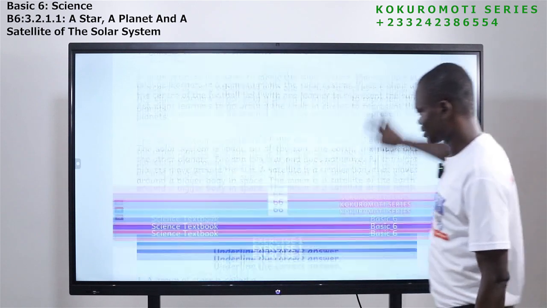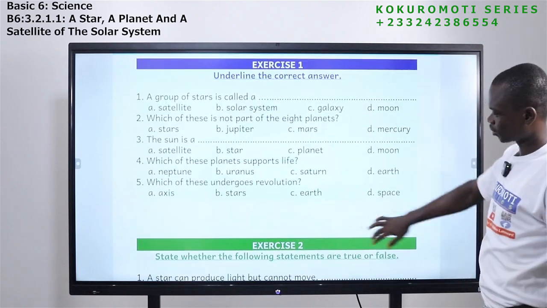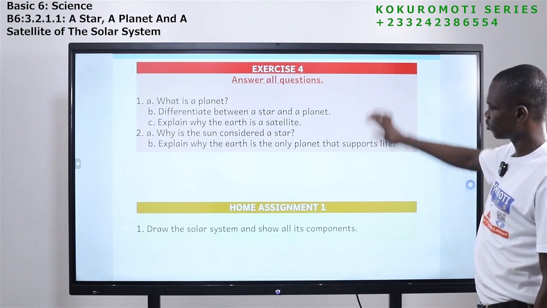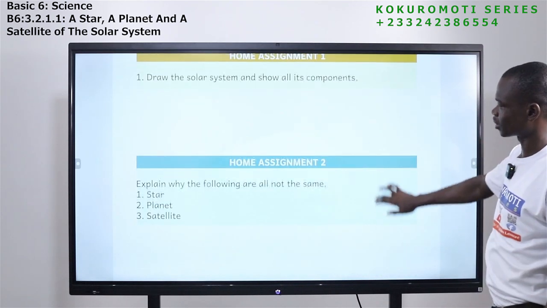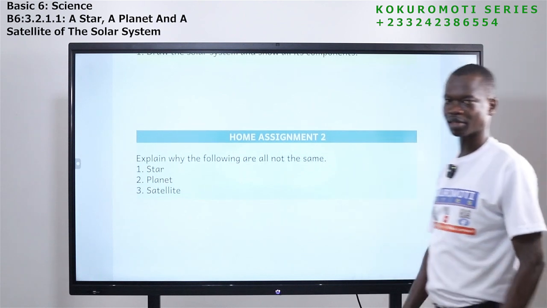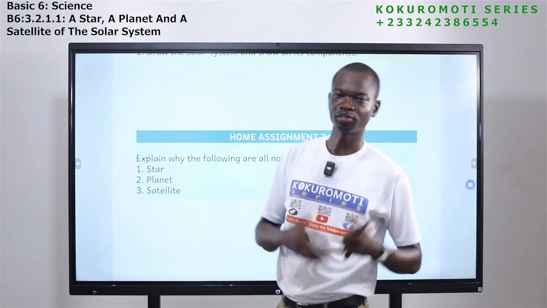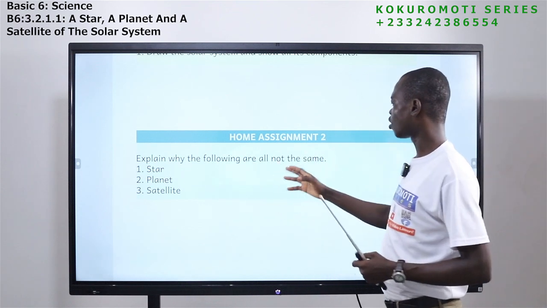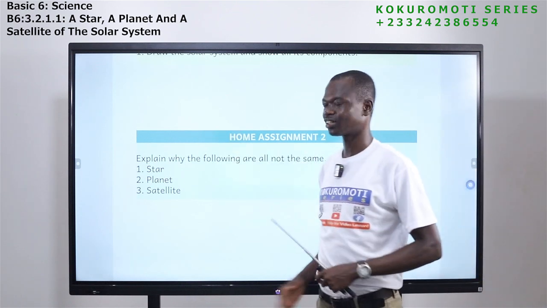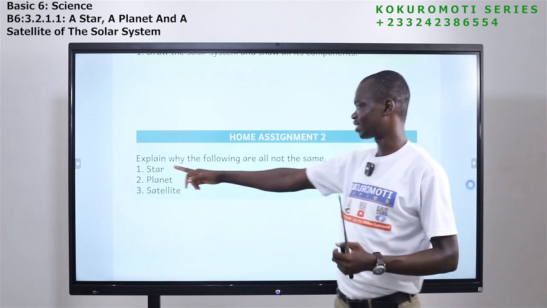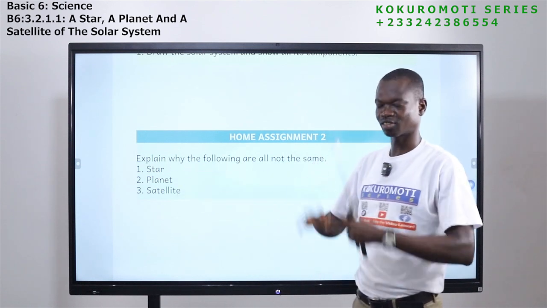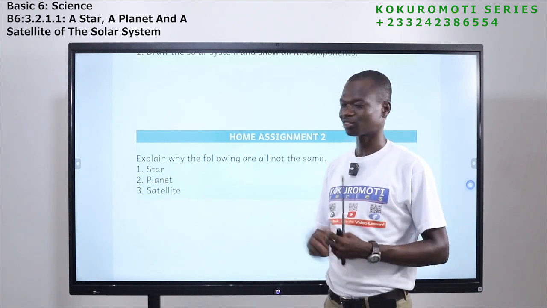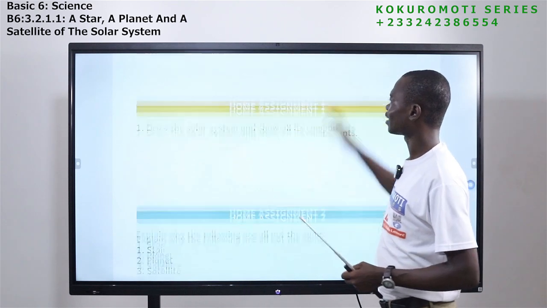Let's look at the exercises. So we have exercise 1, exercise 2, exercise 3, exercise 4, home assignment 1, and home assignment 2. These are the things that we have learned today, and I believe you can answer all the questions. For example, home assignment 2: explain why the following are all not the same. A star is not the same as a planet, and a planet too is not the same as what? A satellite. So that is what you are supposed to do.